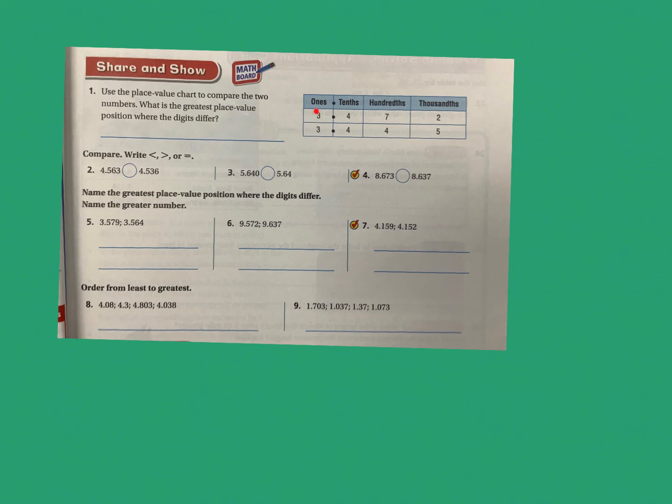In this case, it's the ones, and they're both 3 ones, so we move on over. Moving on down. Tenths place is also the same, so move on down. Hundredths place is different, and this 7 hundredths is more than 4 hundredths. So the greatest place value where the positions differ is in the hundredths place. That's all they want there. But we can circle which is the larger number now. It's this one, because that first place value where they're different, this top one has the larger value.